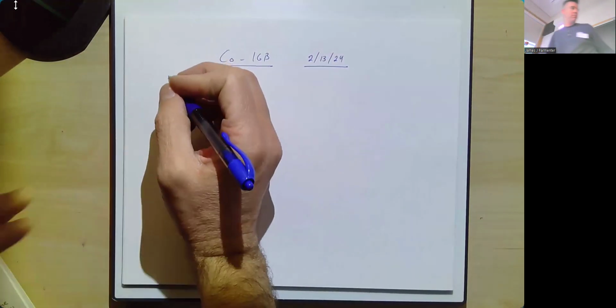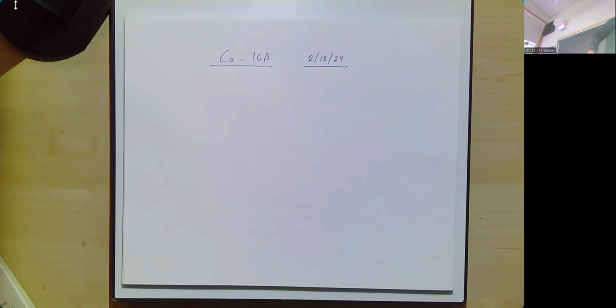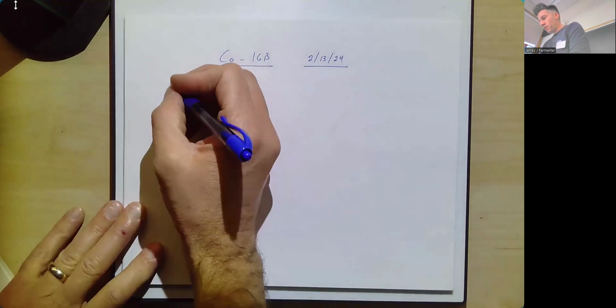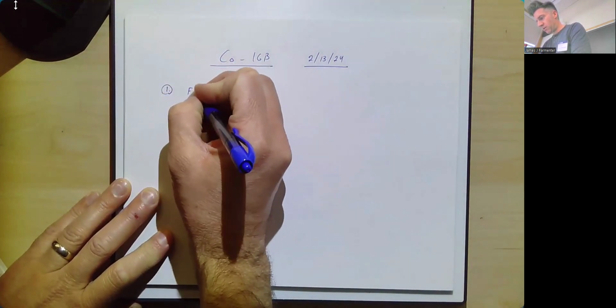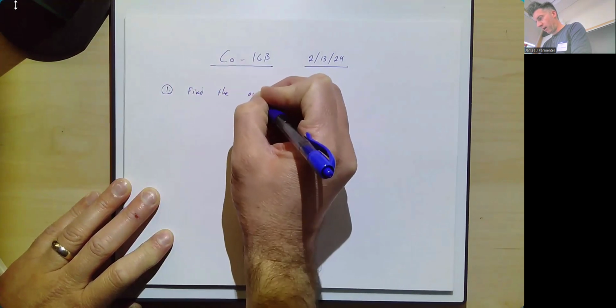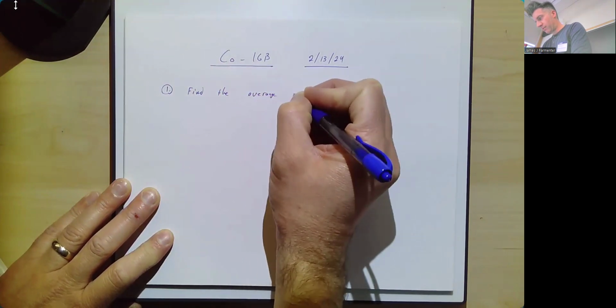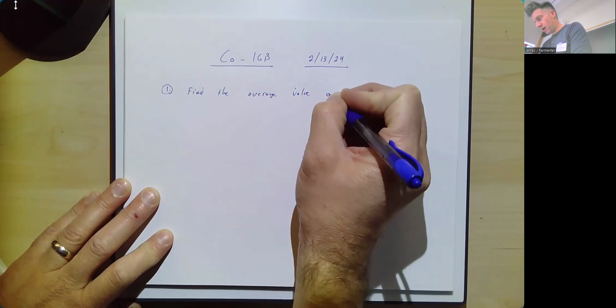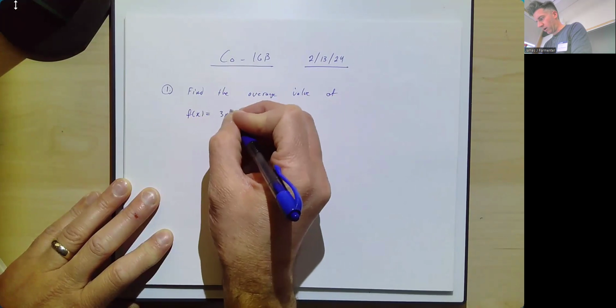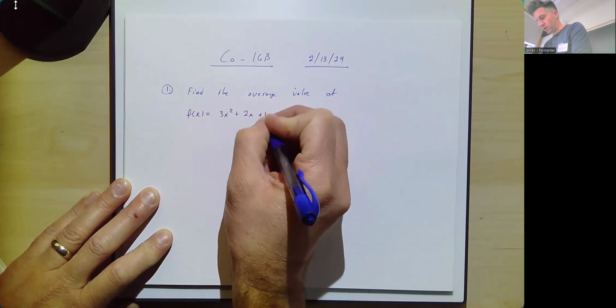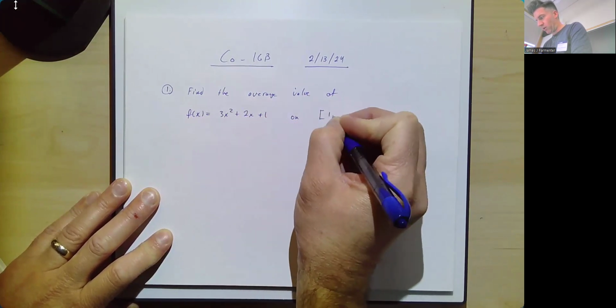So consider we want to find the average value of f of x equal to 3x squared plus 2x plus 1 on the interval from 1 to 3.